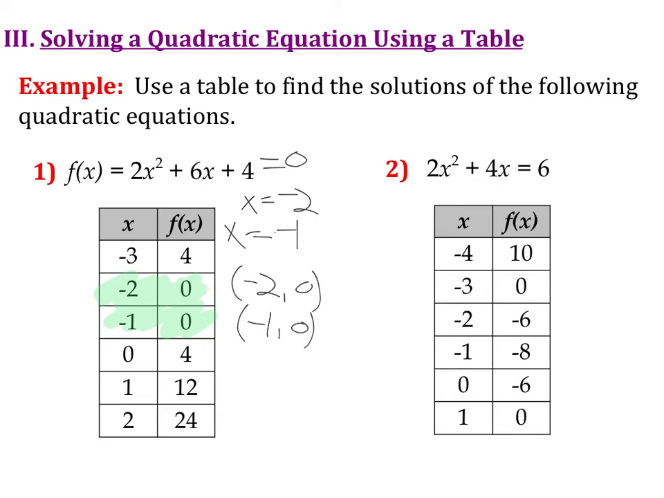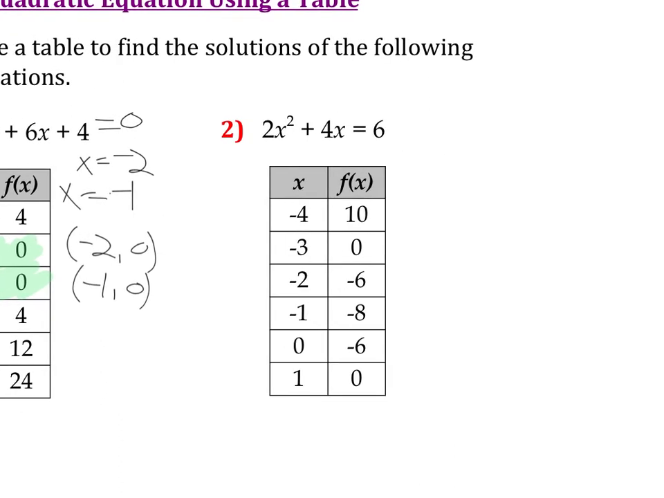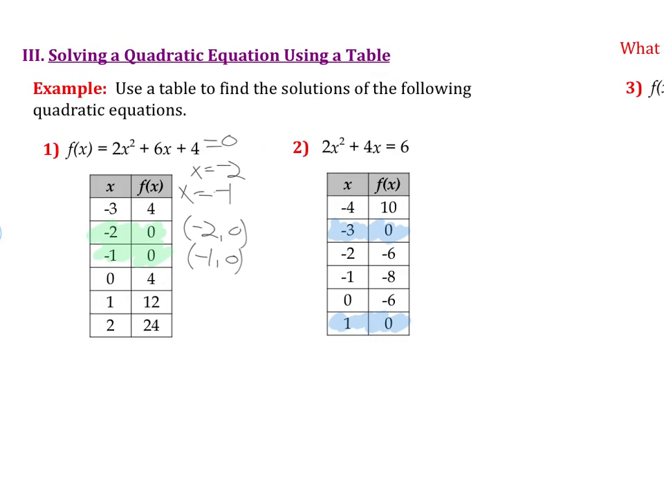So we can find that out from a table. Similarly, over here, we'd have two solutions. We got -3 is one of them, and we've got +1. We don't really care about this 0 because that's an x value. I only care about y's being zeros. So tables can be super fast to find our answers.